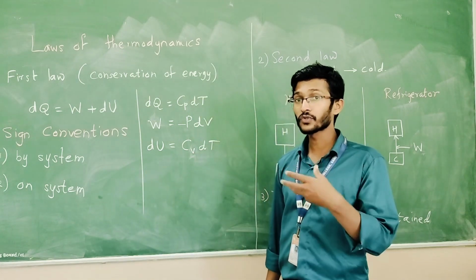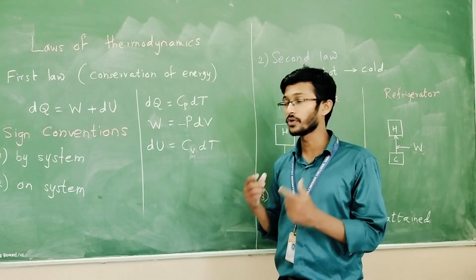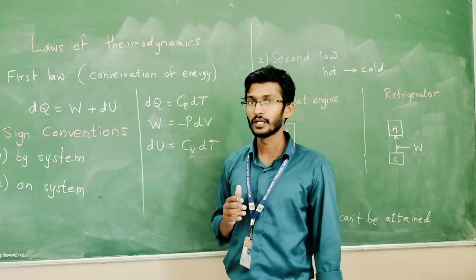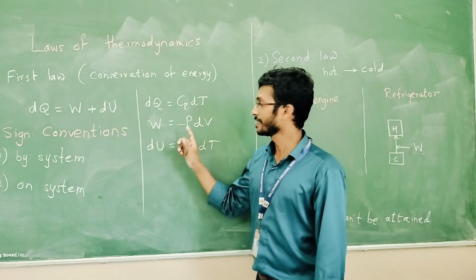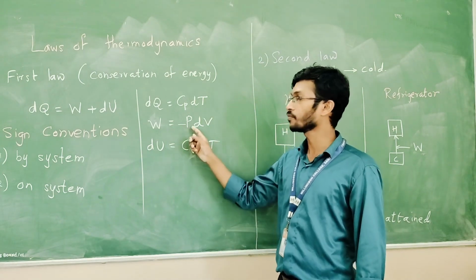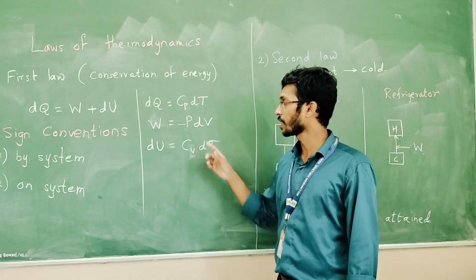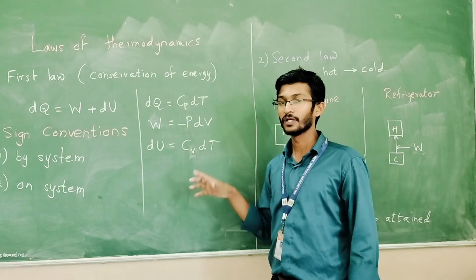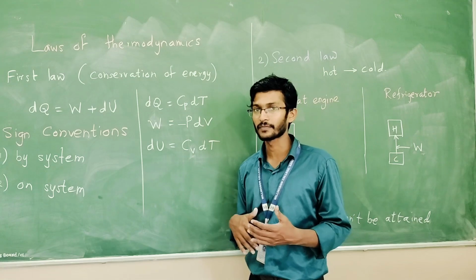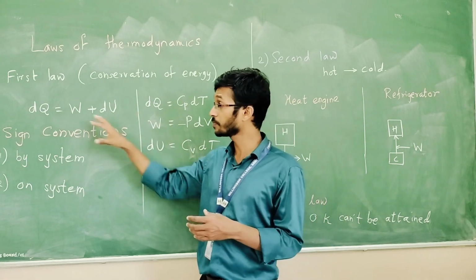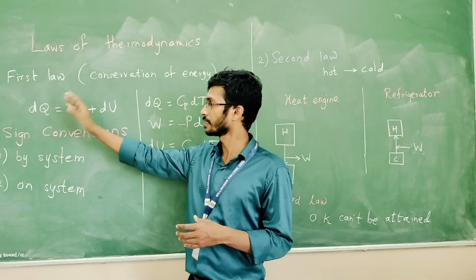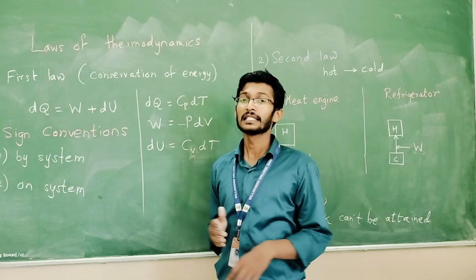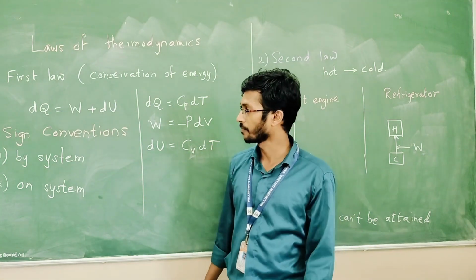Here, when you solve some numericals, you should know what the sign conventions are. Sometimes, in some books you might have seen W is equal to minus PdV, and in some books you have seen W is equal to plus PdV. So when to use plus, and when to use minus? Because if you use plus at one time and minus at other times, then the calculation may be wrong.